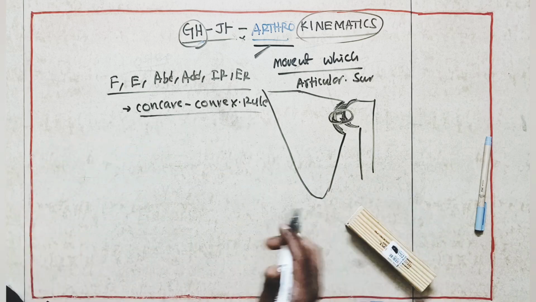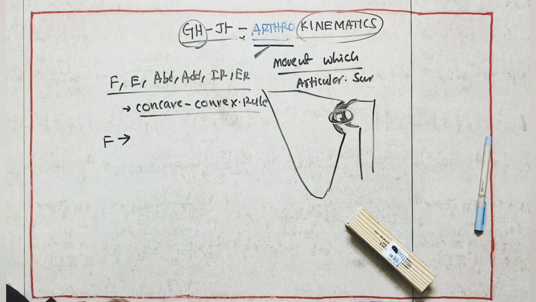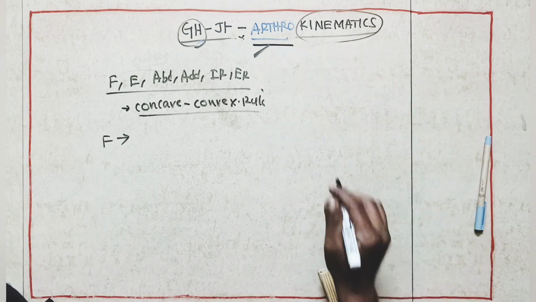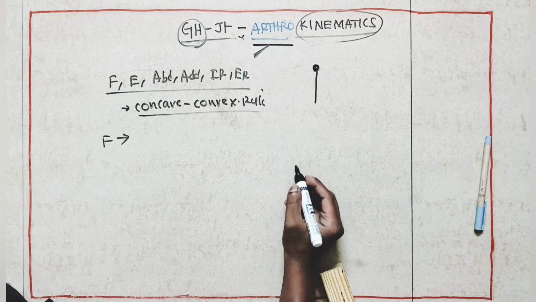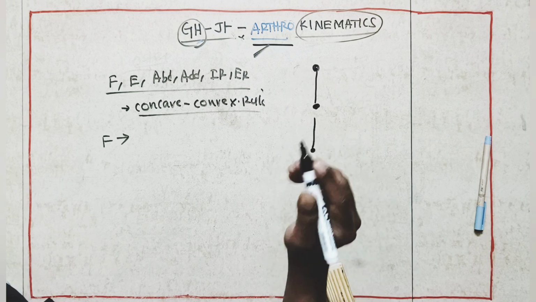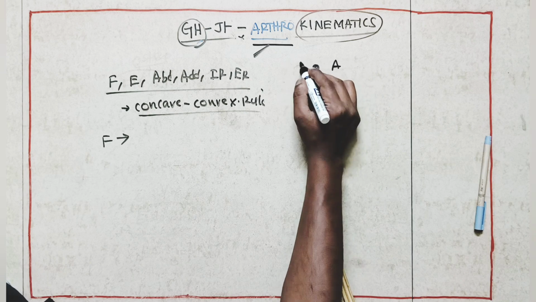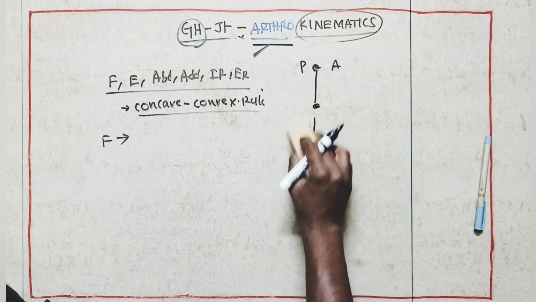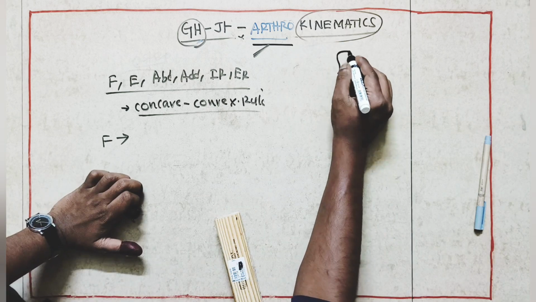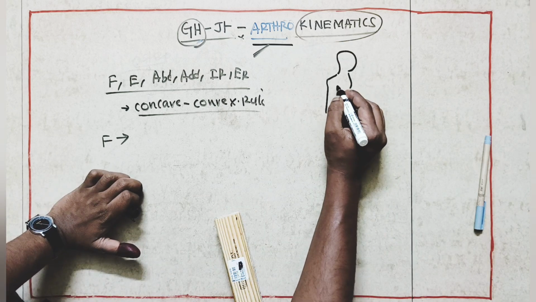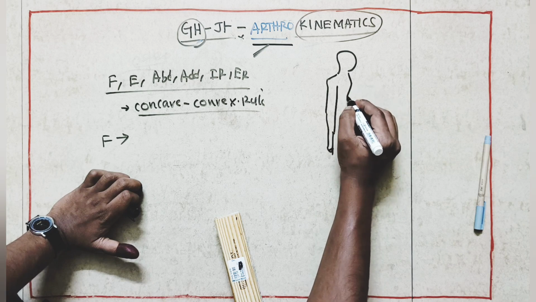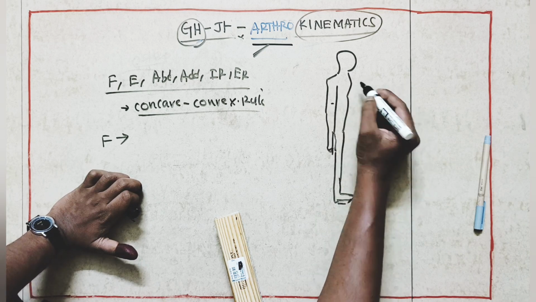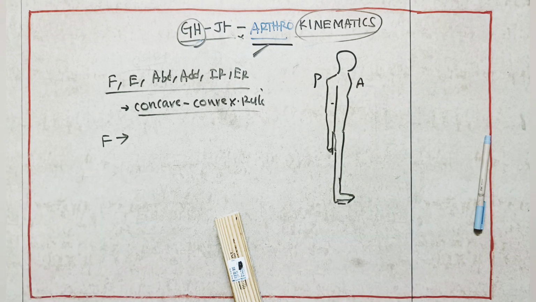Now I am coming directly to the point. If we take the flexion movement in the shoulder, suppose this is our shoulder joint, this is the elbow joint, this is the wrist joint. We are seeing the patient from the side view. This is anterior, this is posterior. Suppose one person is standing here, we are seeing the patient laterally. This is the upper limb, this is anterior, this is posterior. Okay, now it is clear.